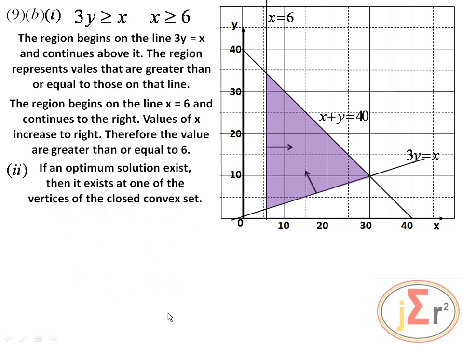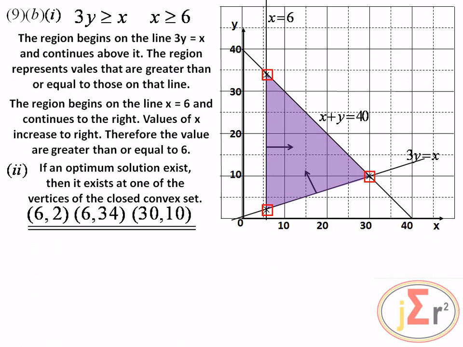If an optimum solution exists, then it exists at one of the vertices of the closed convex set. So let us take a look at the vertices. 6, 2. And what about that one? 6, 34. And then the other one, 30, 10. Good.